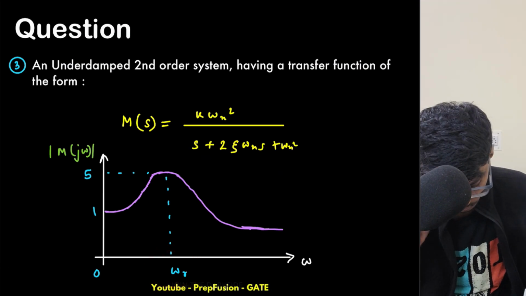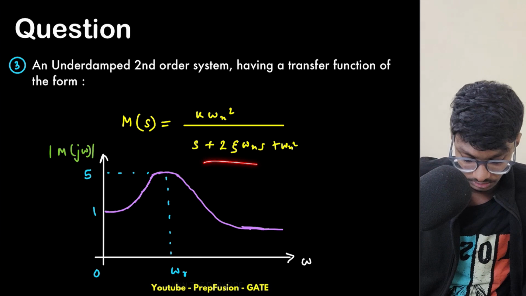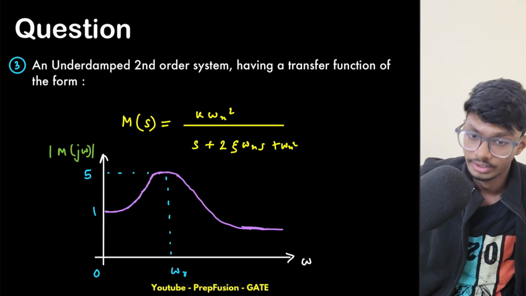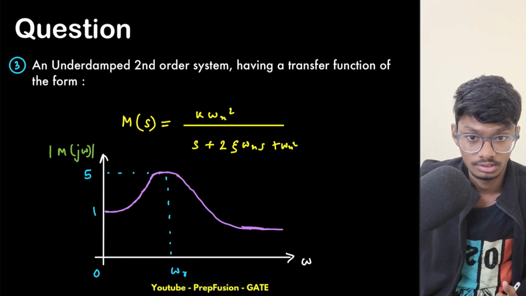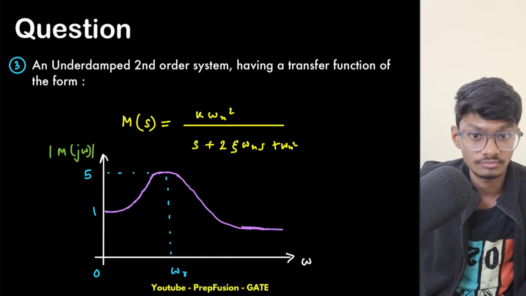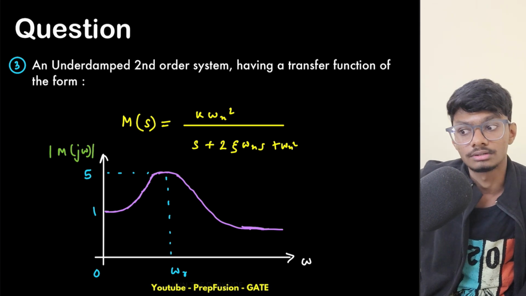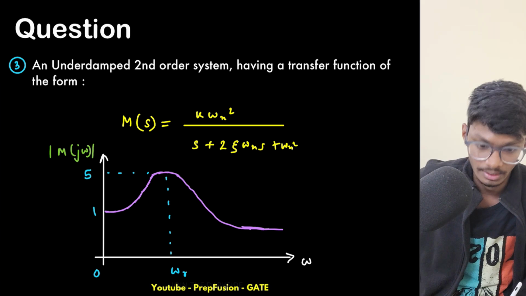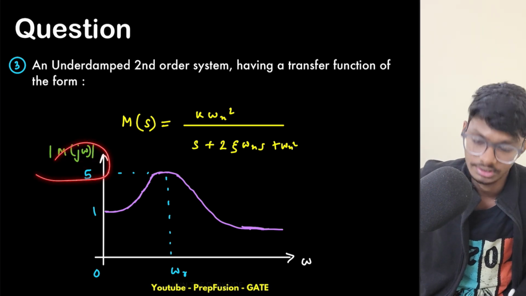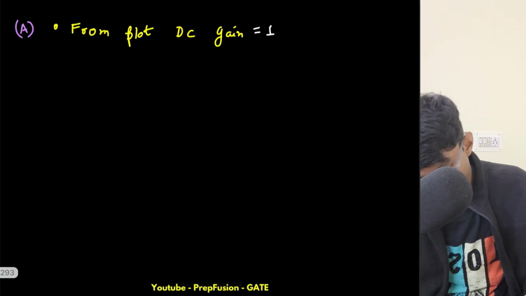So damping factor, basically, you have to find 2 zeta omega n s. For that we can find it through the peak resonant, because omega r isn't given, and we know our peak resonant was a function of only the damping factor and the closed loop DC gain. DC gain is 1, so we can find the damping factor from this peak resonant. Peak resonant is given as 5.